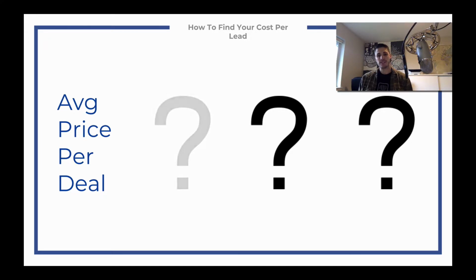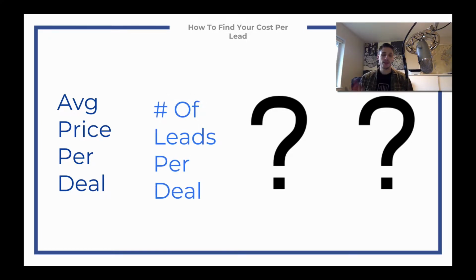And then taking another step down the line, we need to know the number of leads per deal. So again, this is an average. For some markets, it's going to be very different than others. In hot markets, it might be for every 10 leads, you do a deal. And in slower markets, it might be for every 30 leads, you do a deal. It just really depends on your numbers.